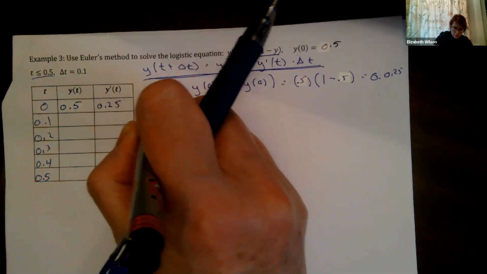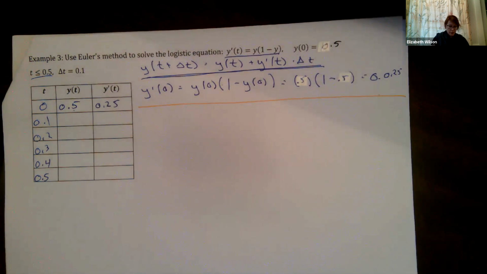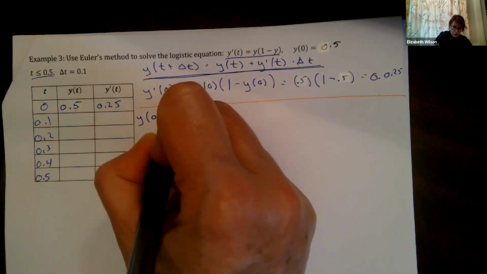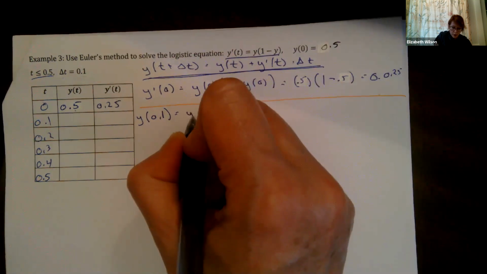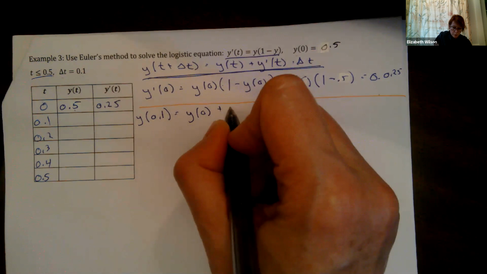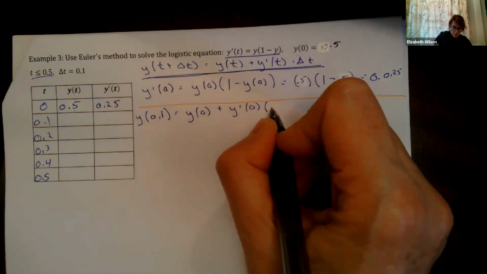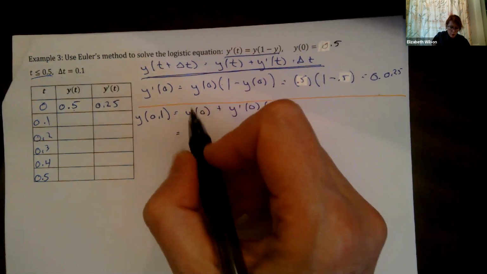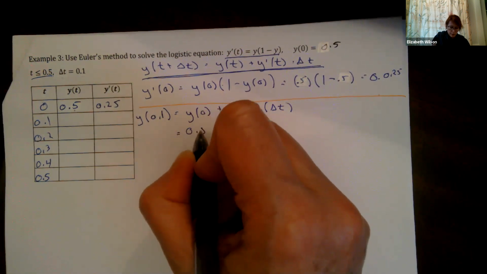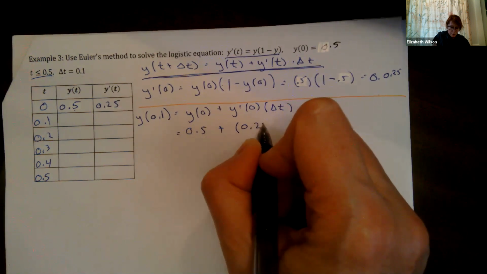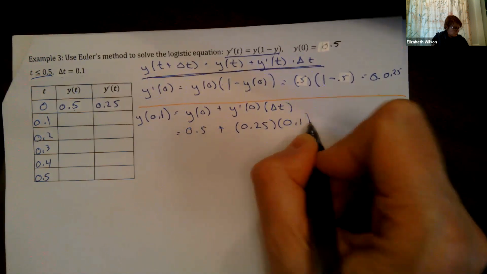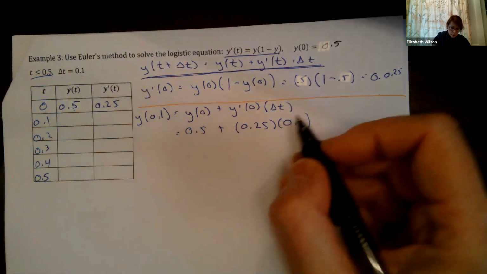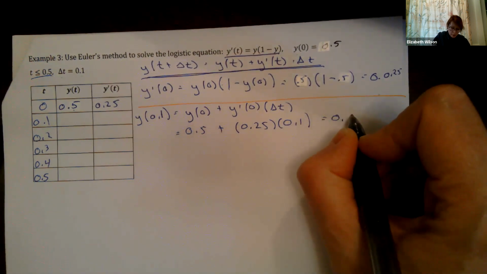Okay, so now our next round, we want to calculate y of 0.1. I'm going to use my Euler's equation. So I'm going to go y of 0 plus y prime of 0 times delta t. Let's fill in the blank. So this becomes y of 0, that's 0.5, plus y prime of 0 times 0.1. This becomes 0.525.